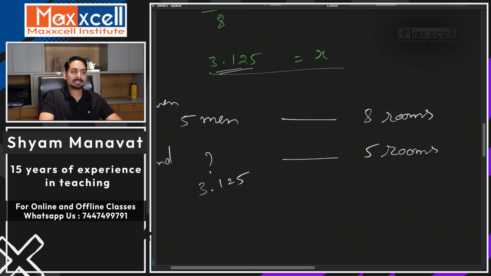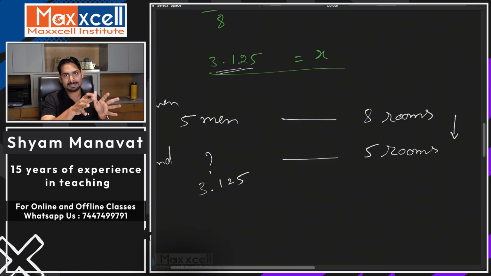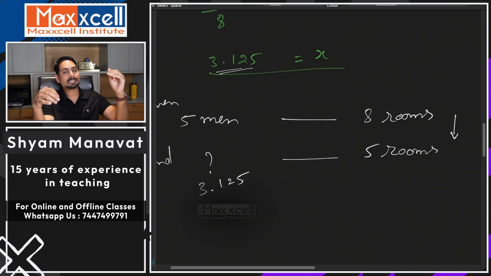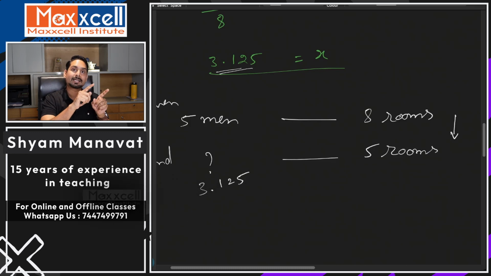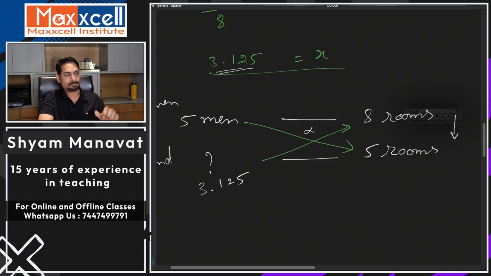So what do we understand here? We need to relate this. If the number of rooms decreases, that means the work decreases, and you require fewer people to work on it. If you want to complete in the same time and you reduce the amount of work, you require less workforce. So they are directly proportional. In directly proportional, you cross multiply, simplify, and get the value of x.